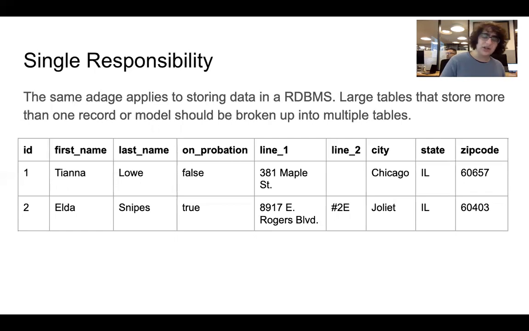So in a relational database management system, large tables that store more than one record or model should be broken up into multiple tables. So right now we have another example of our student here. We've got ID, first name, last name, probation, line 1, line 2, city, state, and zip code. Does anyone see a good place we could break this table up into 2 smaller tables? One table for address and the other one is for the name and status. Exactly. One table for the student information, one table for the address.